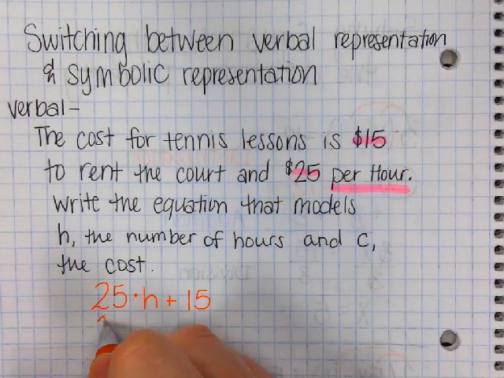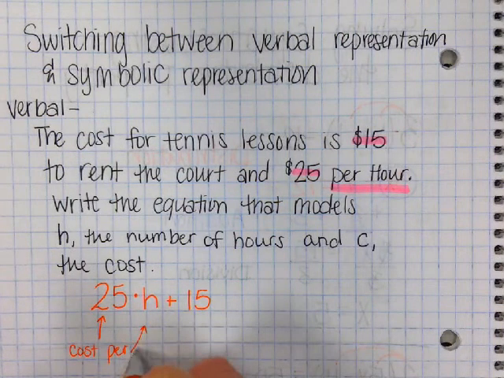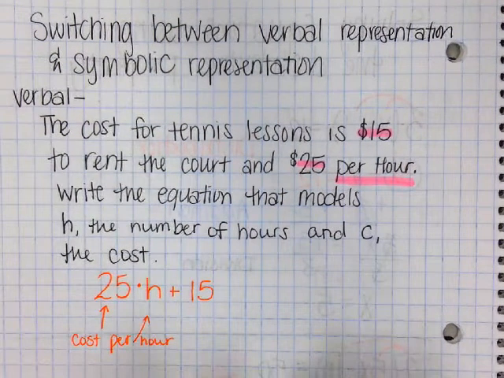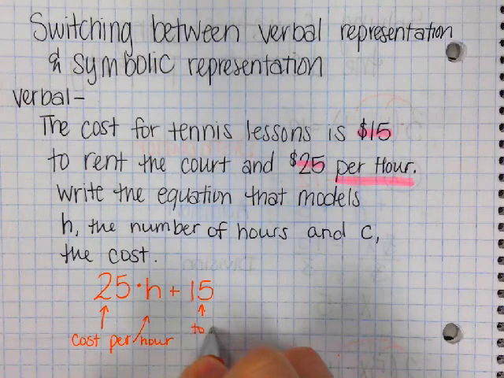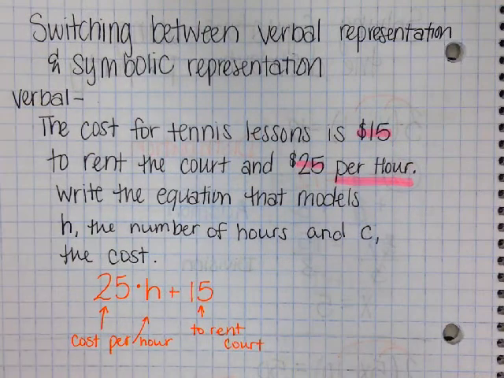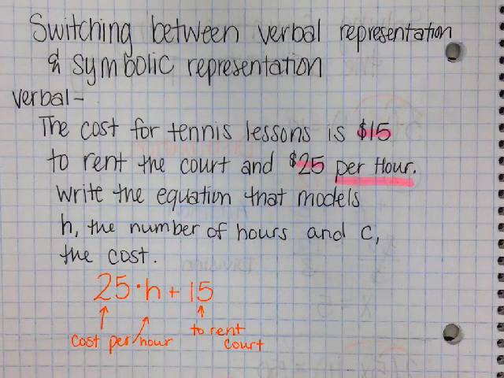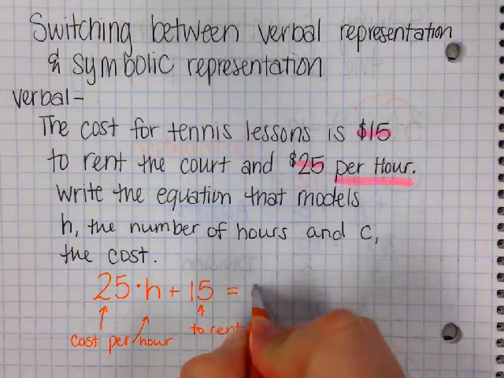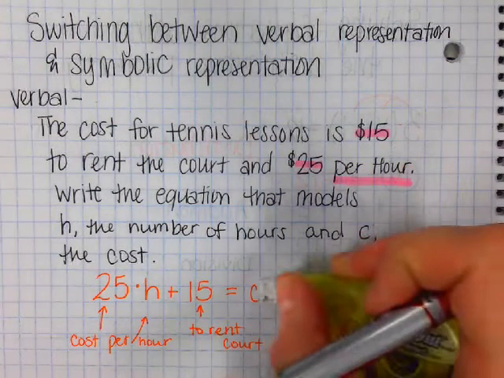So the $25 came from the cost per hour, and then the 15 is to rent the court. Since it doesn't say anything about 15 per whatever, it's just $15 to rent the court. That's why the 15 is just by itself. So it's $25 times however many hours plus 15 is going to equal the cost. Sorry, I was going to write out the word cost, but I just want to use the variable.